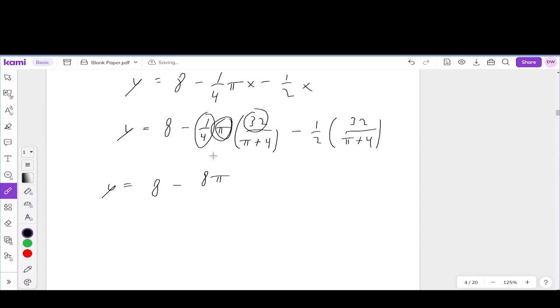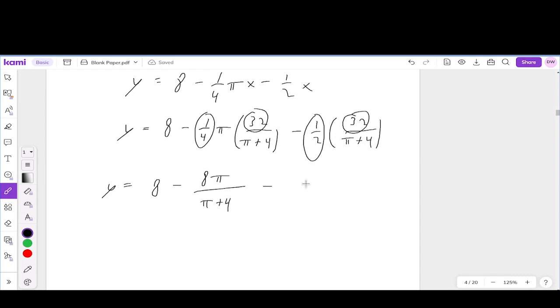By the way, if you try and cancel out this pi and this pi, that is highly illegal. You cannot do that because of the +4 right here. If that +4 was not there, then you could cancel it out. But we can't have nice things in life. But we can have a Norman window with the maximum area. So there's the trade-off. And then 1/2 times 32.